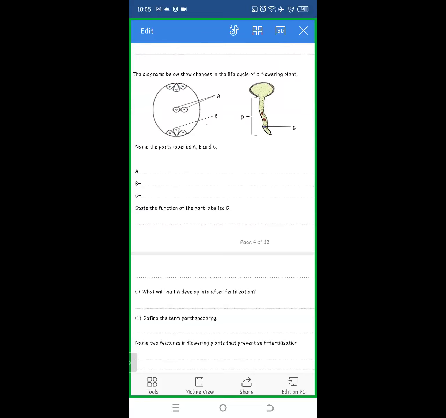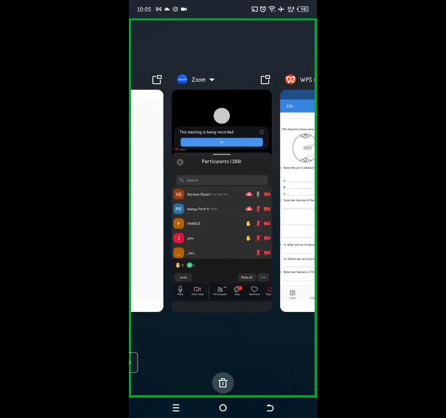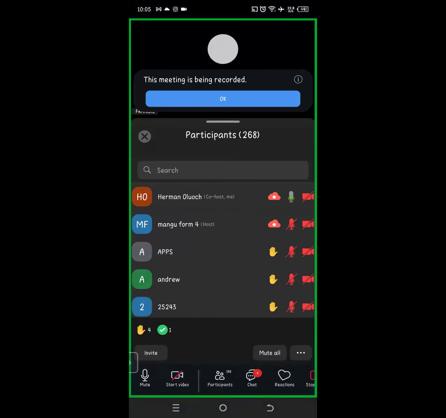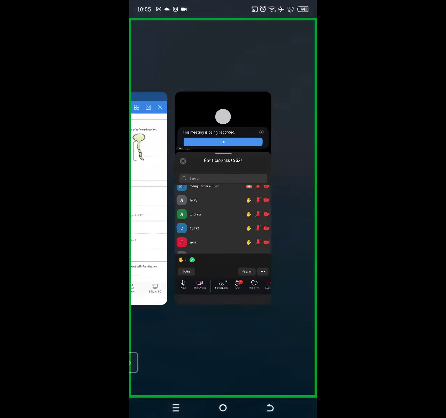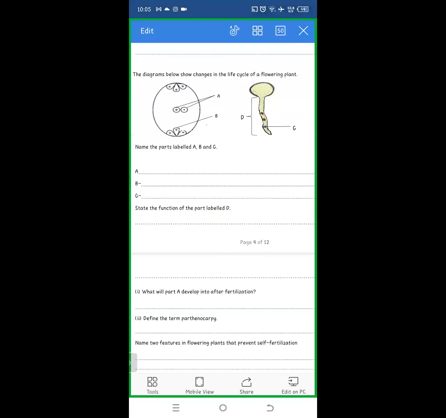Then what about part B? What will part B develop into, Francis? The egg cell. For sure, I don't know. Okay, no problem. I know there is someone who knows. Let us ask them also. What will part B develop into? I see there is 25 to 43. Kindly unmute and speak. Okay, I think the answer is an embryo. Yes, it will develop into an embryo.